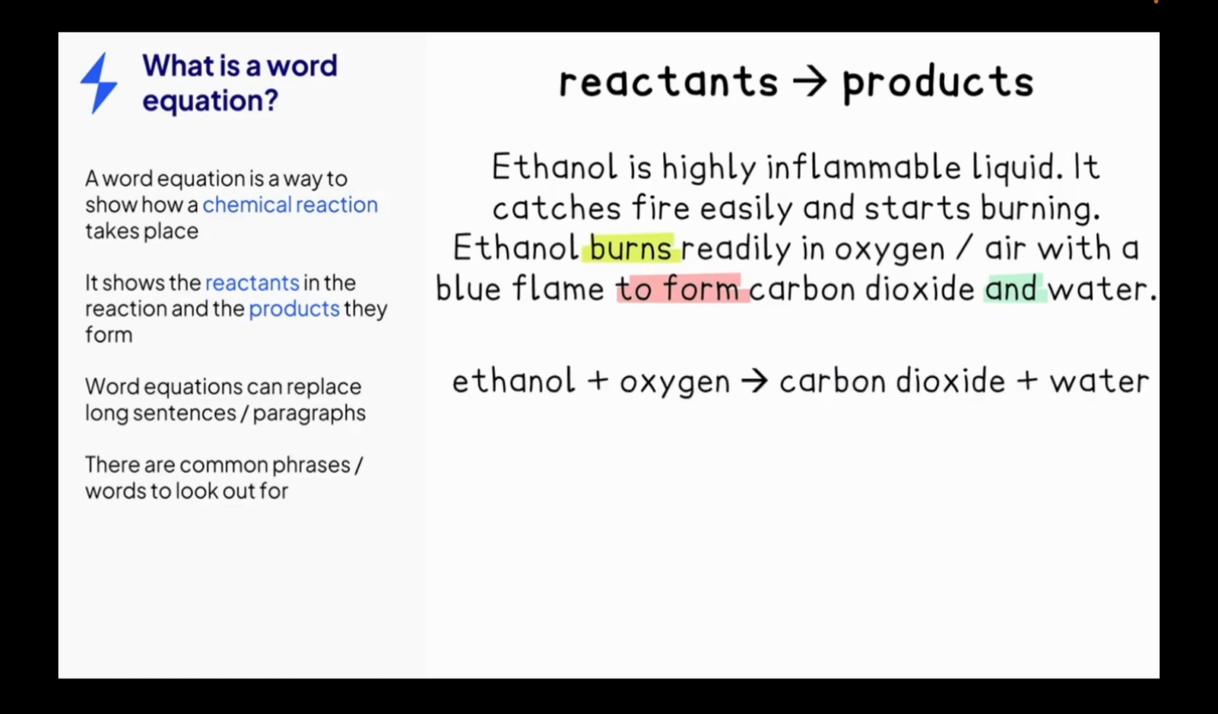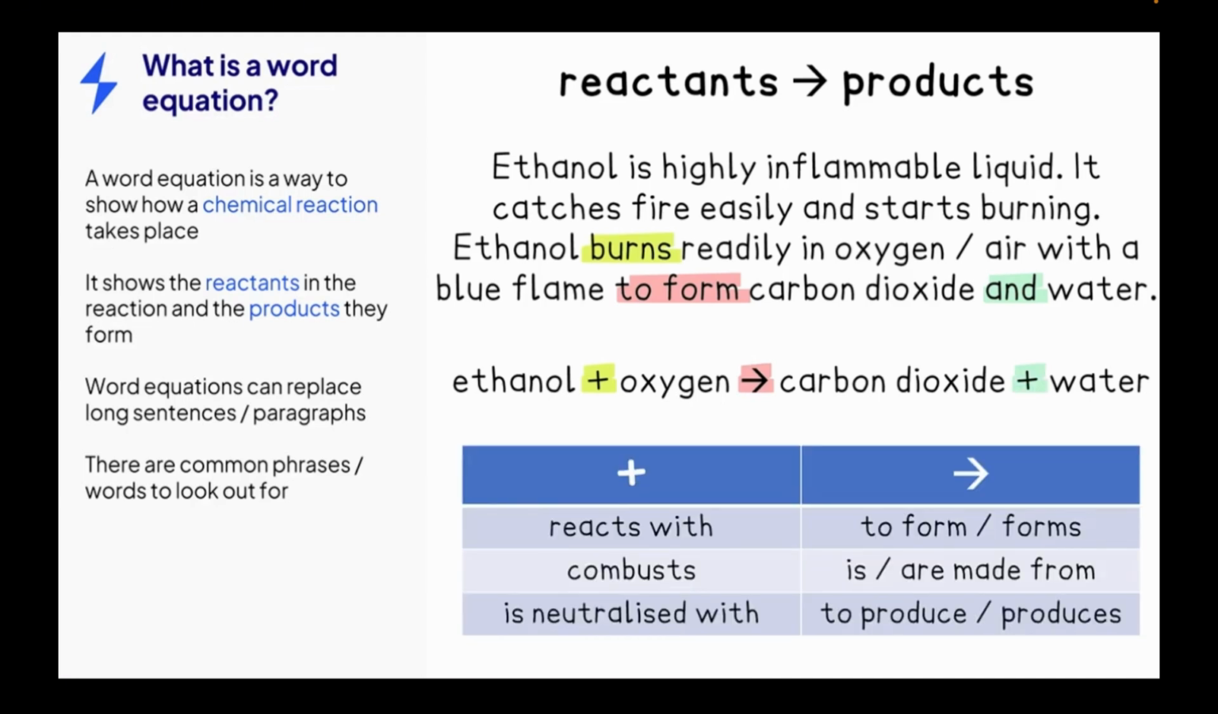From the information, we get the following word equation. The word "burns" is represented by the plus sign. "To form" is shown by the arrow. And for carbon dioxide and water, the word "and" is represented by the second plus sign. Here are some more words or phrases that can be used in written descriptions of a chemical reaction. Using all of the information available, you should be able to write a word equation for any question.